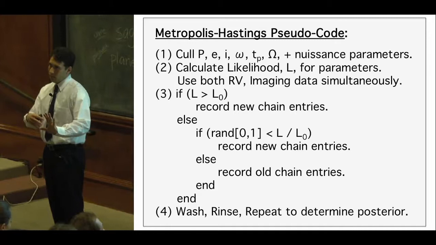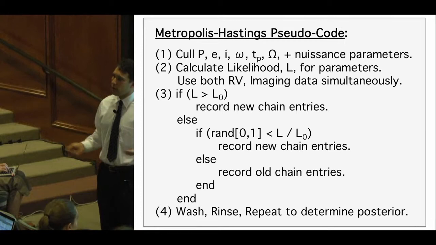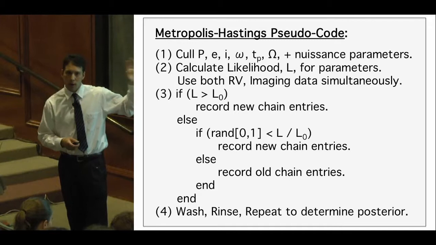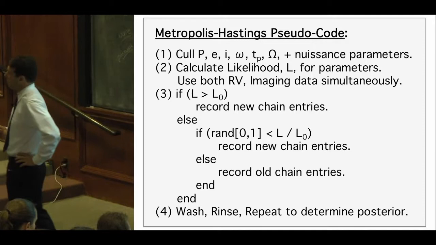Okay, so this is really powerful. And you can read a paper by Eric Ford, actually 2005, which is a really great article that explains the Metropolis-Hastings algorithm in detail for radial velocity observations. You can then combine that with astrometry just by modifying the likelihood.